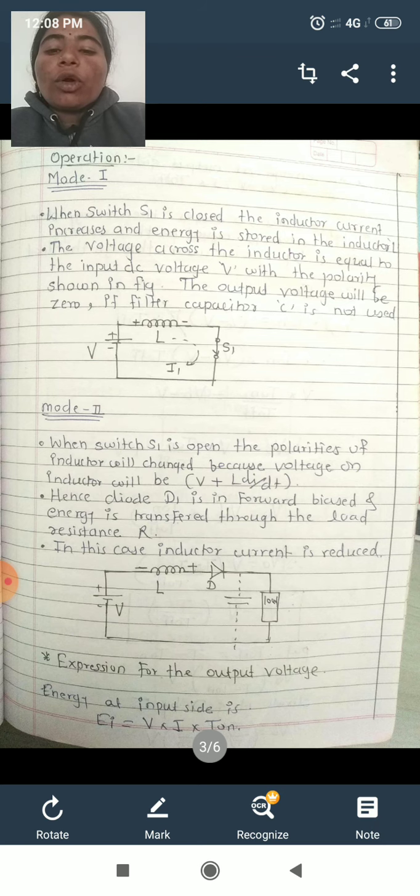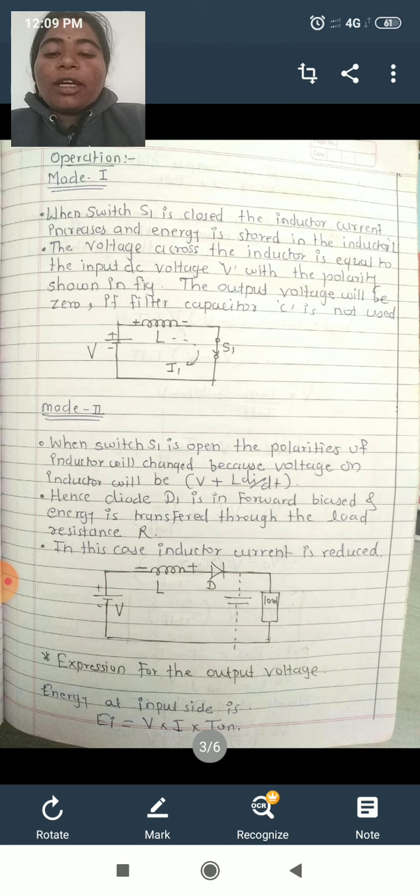Now what happens in mode 2? In mode 2, when the chopper switch is open, the polarity of the inductor will change from plus to minus, changing into minus to plus, because the voltage on the inductor will be V plus L into di by dt. Hence diode D is forward biased and energy is transferred through the load resistance R. In this case the inductor current is reduced. See the expression for this output voltage.